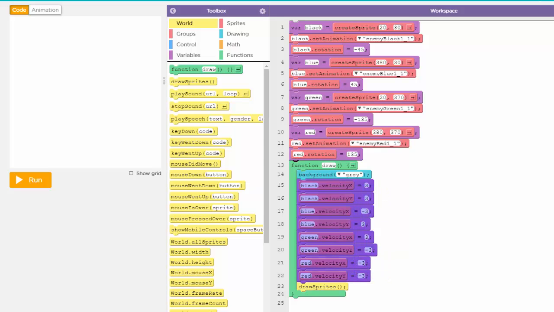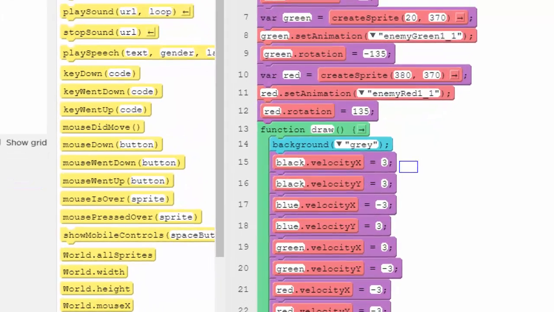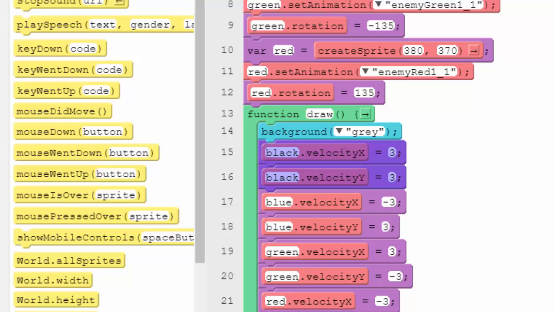Now, down here, inside the draw loop, in order to make them go diagonal, let's focus in on the black one for a second. In order to make it go diagonal, it has to have both an x and a y velocity. It's not going to go diagonal with just an x or just a y. You have to have a combination of both if you want diagonal movement. So for the black one, the x is 3 and the y is 3. You can see it right there. And so that created diagonal movement for that black one, going to the right and going down.